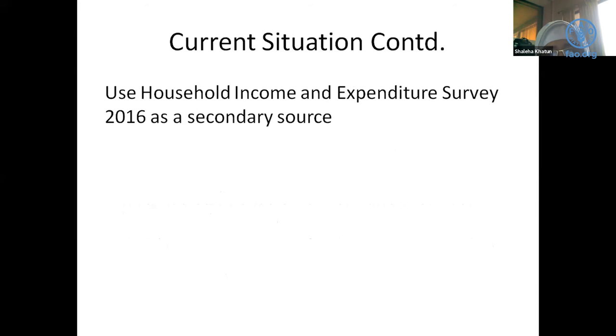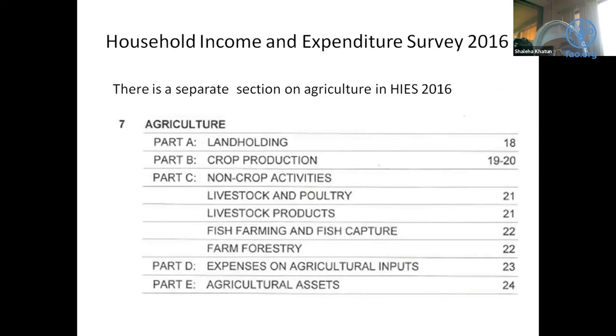And our current attempt is using the household income and expenditure survey. We can try to compute this indicator as a proxy indicator. These are the household income expenditure survey module in 2016. That is, we have seen that there is information about operating land.